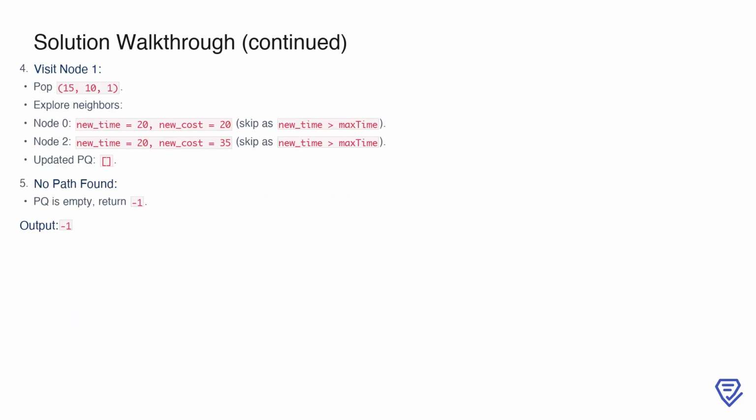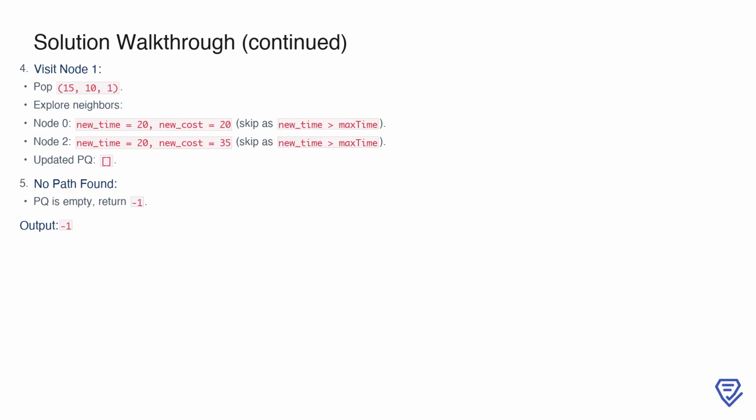Next, we process node 1 from the priority queue with a cost of 15 and time of 10. At node 1, we explore its neighbors. For node 0, the new time becomes 20, but this exceeds the maximum allowed time, so we skip this path. Similarly, for node 2, the new time becomes 20, which again exceeds the maximum allowed time. With no valid paths, the priority queue becomes empty, indicating that there's no way to reach the destination within the allowed time.